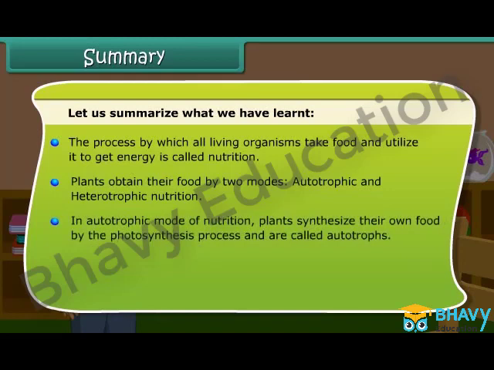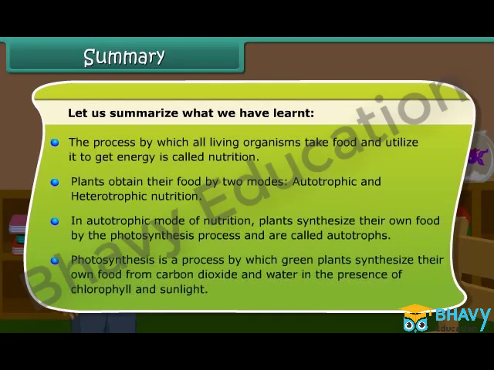In autotrophic mode of nutrition, plants synthesize their own food by the photosynthesis process and are called autotrophs. Photosynthesis is a process by which green plants synthesize their own food from carbon dioxide and water in the presence of chlorophyll and sunlight.